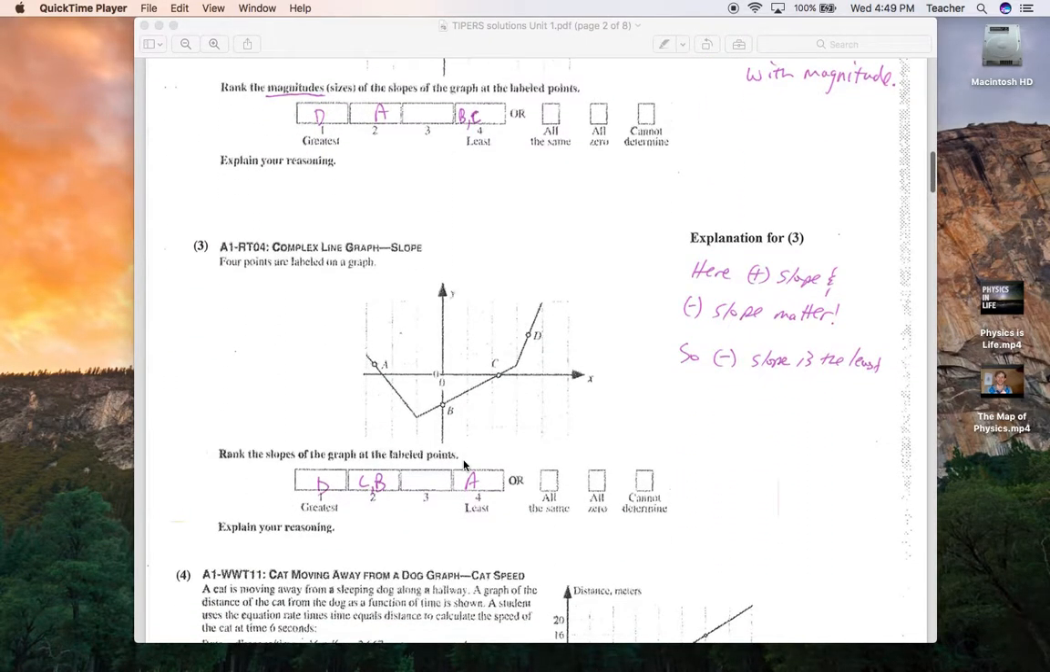For number three, this is asking about slope and not just magnitude of slope. So in this case, D is still the greatest, but A now is on a region which has a slope of negative 3.5 units of y per unit of x. So therefore, I've got D, then C and B are equal, and then A is the least, because A is a negative slope and these three are all positive slopes.